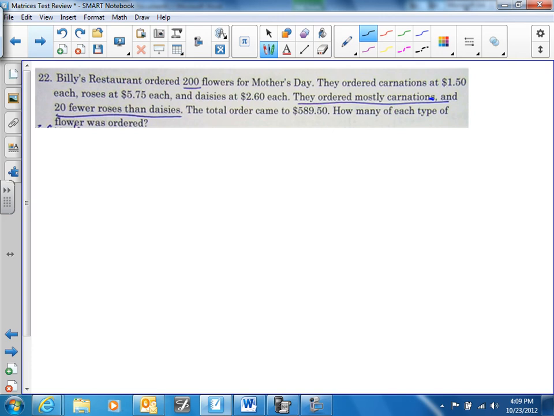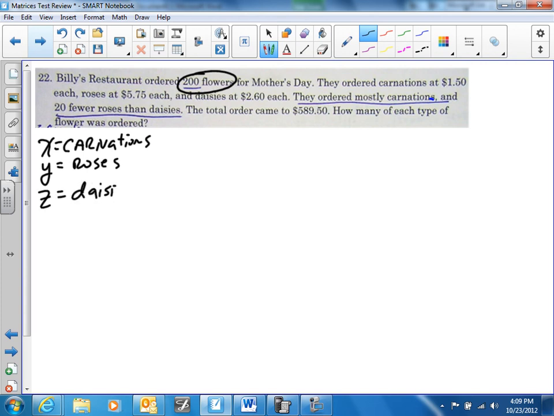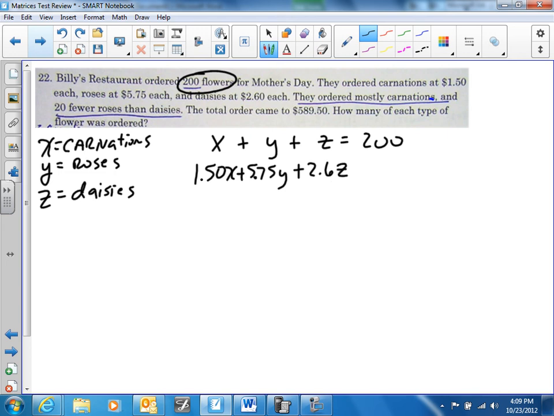All right, this one right here, remember we're talking about flowers. So you've got to define your variables. I'm going to let X equal carnations, Y equal roses, and Z equal daisies. And in this case, all the flowers together give me 200 flowers. Okay? That means it's $1.50 for each carnation, $5.75 for each rose, and $2.60 for each daisy. And that's going to cost me $589.50.